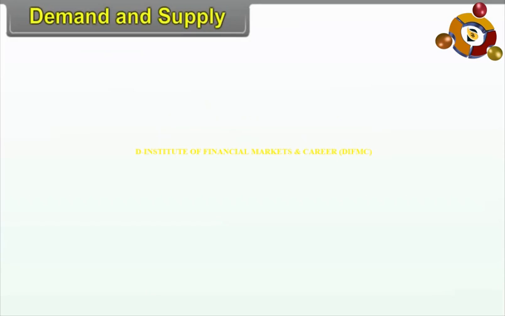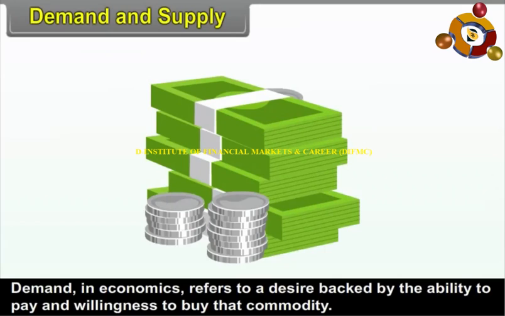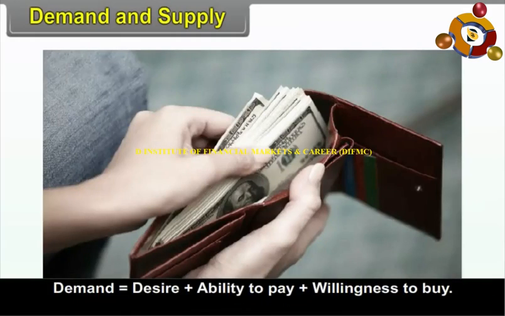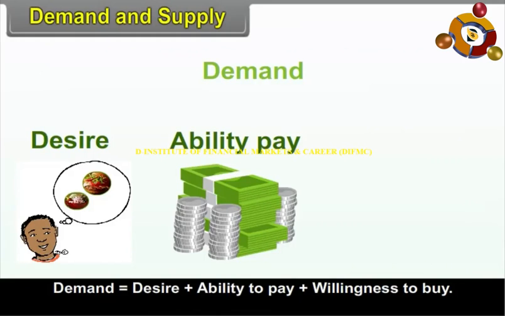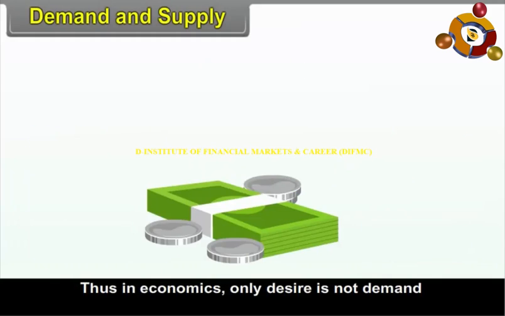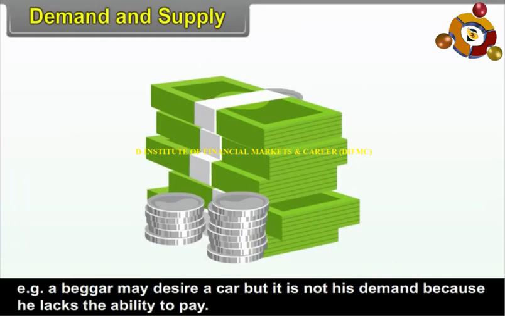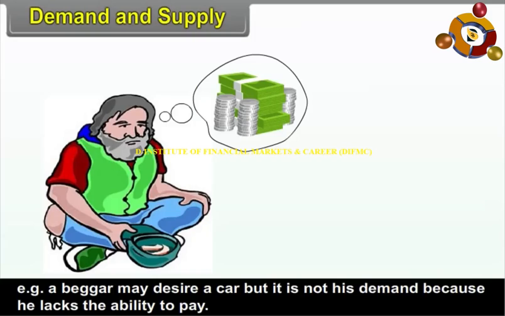2.6 Demand and supply. Demand. Demand in economics refers to a desire backed by the ability to pay and willingness to buy that commodity. Demand is equal to desire plus ability to pay plus willingness to buy. Thus, in economics, only desire is not demand. For example, a beggar may desire a car, but it is not his demand because he lacks the ability to pay.